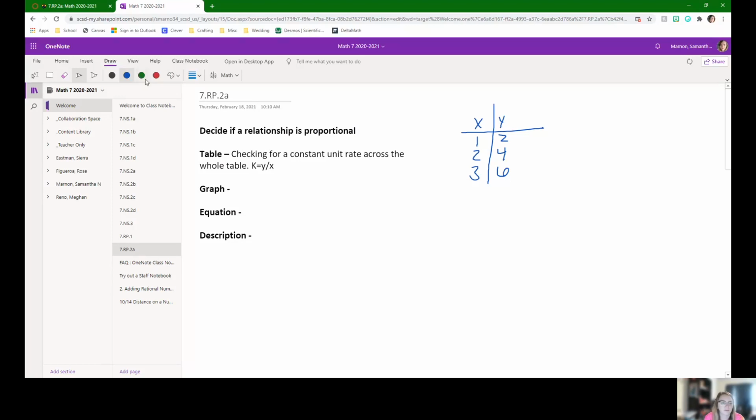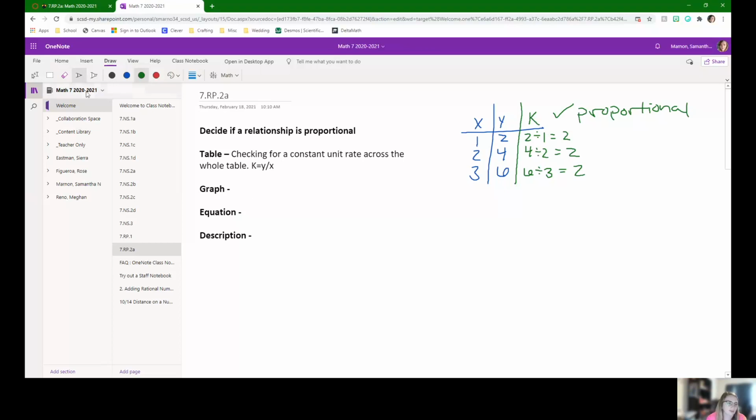This is when you guys would come in and you would add in our extra column for k, and you would do y divided by x. So 2 divided by 1, 4 divided by 2, 6 divided by 3, the whole way down. And what we were looking for was for this. We wanted every number to be the same. So that one would have a constant unit rate. This is proportional. If we got different numbers, it would not be proportional.